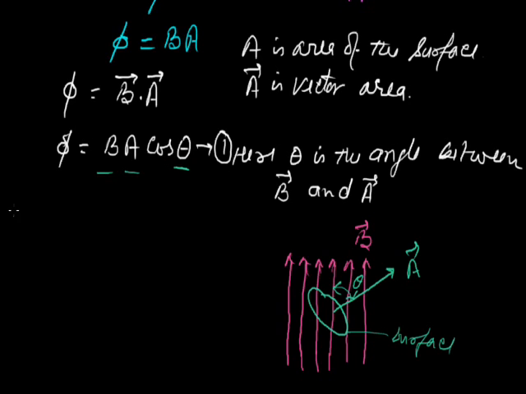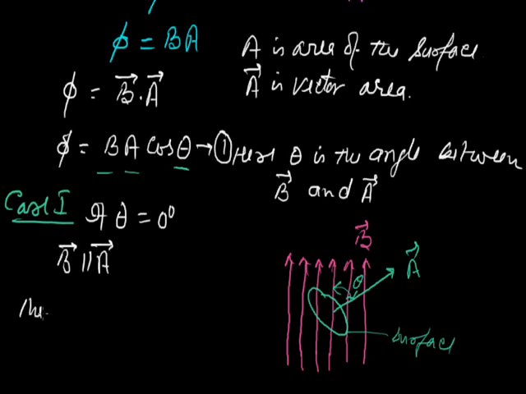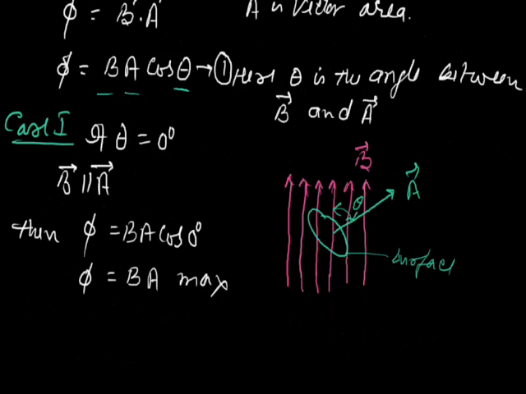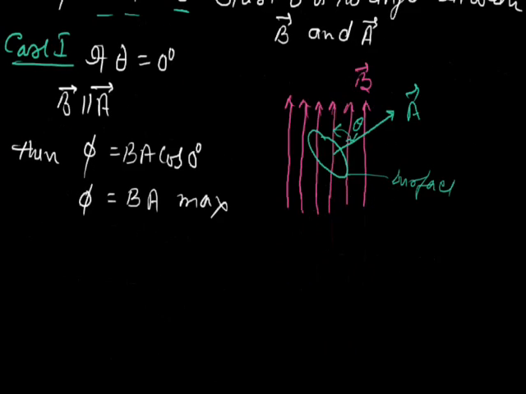Here there will be three main cases. Case 1, if theta is 0 degree, it means B is parallel to A, then phi will be BA cos of 0 degree, that's phi will be BA, maximum. Maximum flux will pass through this surface.